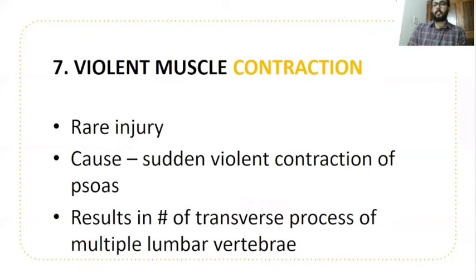Coming to the last, violent muscle contraction. This is an indirect, rare injury, caused by sudden violent contraction of the iliopsoas muscle, and it results in a transverse process fracture of the lower lumbar vertebra. We shall be able to diagnose it by palpation itself. The spinous process shall be palpated. The tip of the transverse process is 5 centimeter from the spinous process of that particular vertebra, and we shall palpate that area. By that itself we can diagnose, and an X-ray AP view of the LS spine may reveal the fracture.